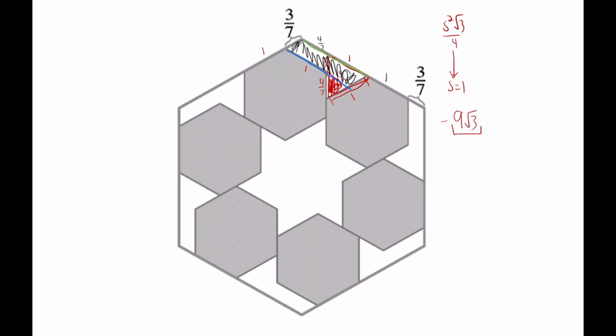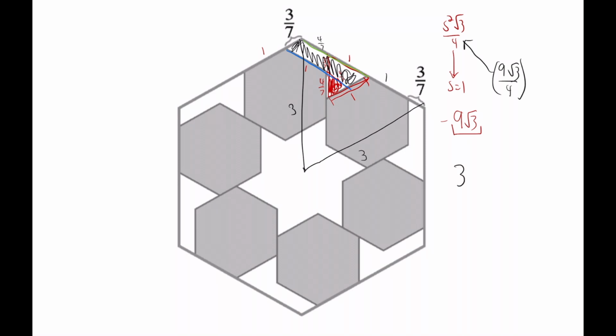Therefore, the side length of this big hexagon is equal to 3. That's interesting. Now let's find the area. So as before, let's divvy it up into these equilateral triangles, except this time they have side length 3. Plugging it into this formula, it's 9 root 3 over 4.